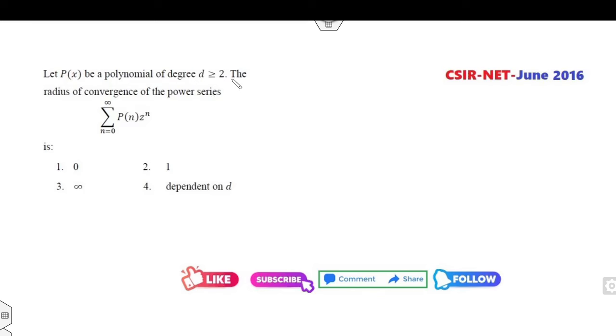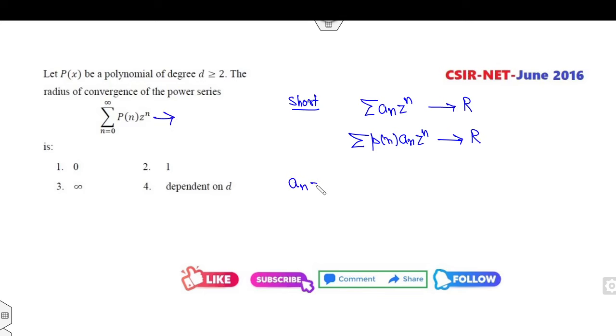P(x) is a polynomial of degree d, then the radius of convergence. Again, you can use the same shortcut trick. What is the shortcut trick? As I told you, if this series has the radius of convergence r, then this series also has the radius of convergence r. If you compare this series, what is my a_n?